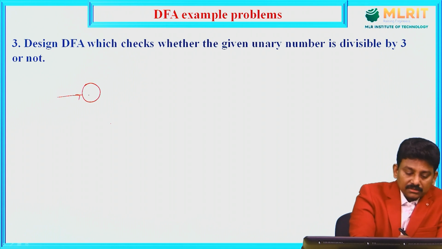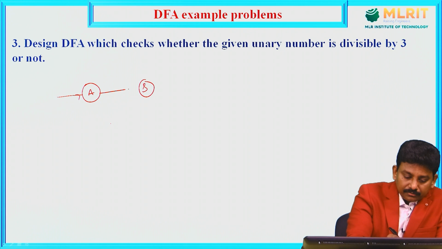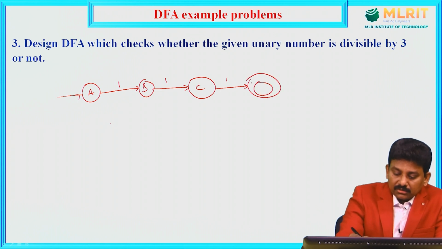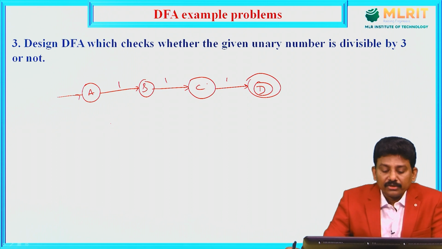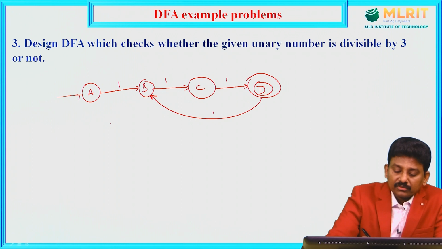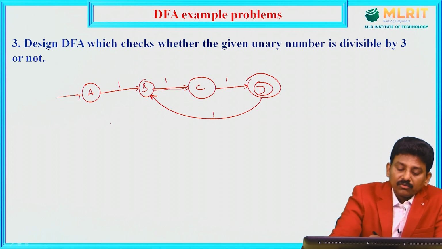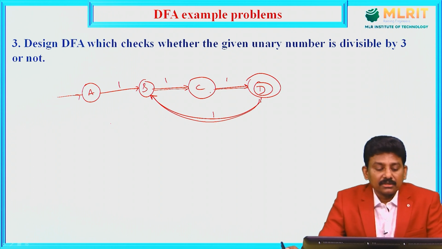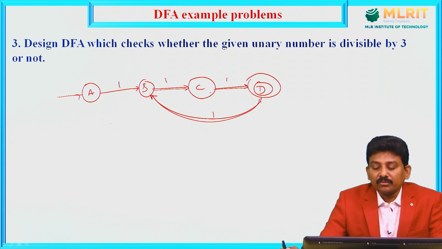Initial state is A, then B, then second B, next C to D, that is 1. So we have seen 3 symbols, 1, 1, 1, so 3 divided by 3. With 4 symbols, you should not stay in the final state, go back to B. So multiples of 3: 3 ones followed by 3 ones, then 1, 1, 1. It will repeat for multiples of 3. So this is the diagram for the DFA which checks whether the given unary number is divisible by 3 or not.